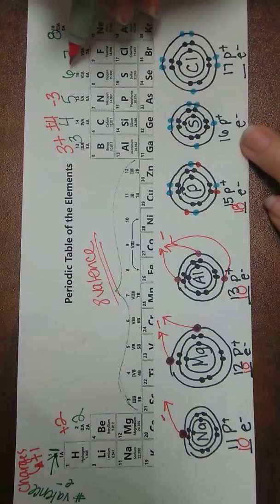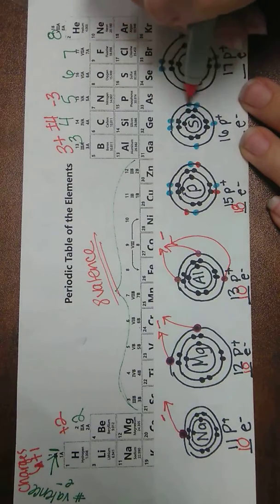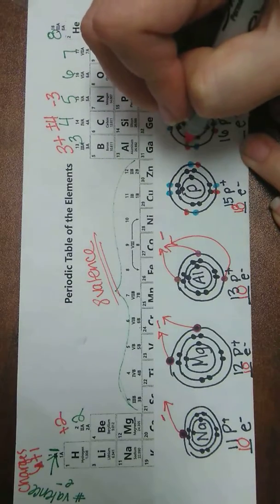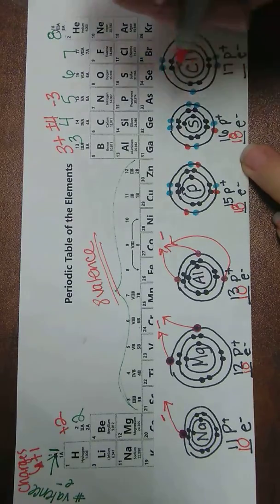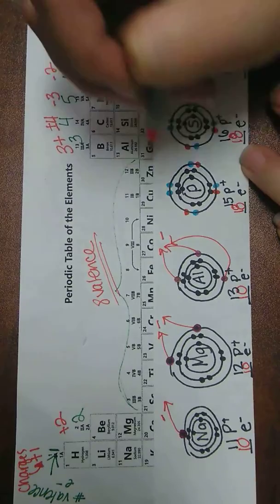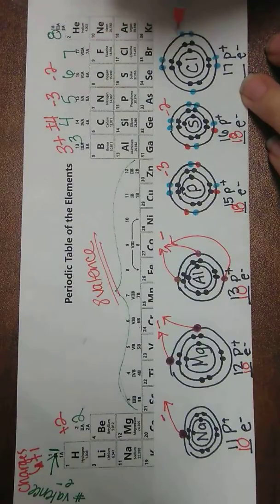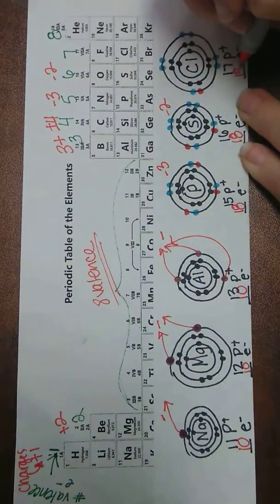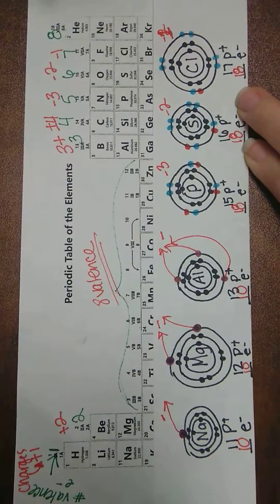In group 6, like sulfur, there are 6 valence because it's in group 6. 1, 2, 3, 4, 5, 6. During a chemical reaction, sulfur is going to steal 2. It's stealing 2 negative things, so it's going to have a charge of negative 2. In group 7, there are 7 electrons in the valence. So it's going to steal 1, giving it 18 electrons. It has 1 more electron, so it has a negative 1 charge.